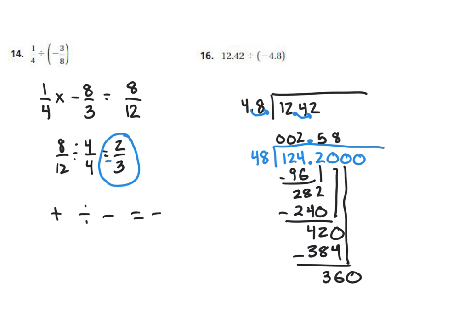Bring down another 0. 48 goes into 360 7 times. 7 times 48 is 336. Take away and get 24. Bring down one last 0. And 48 goes into 240 5 times. And then 5 times 48 is exactly 240.